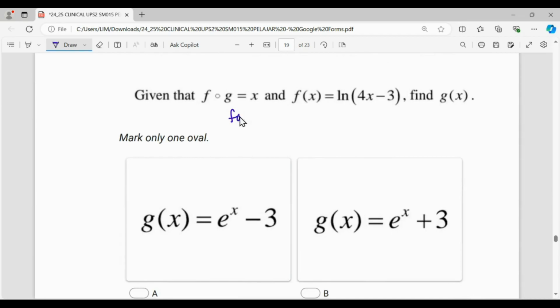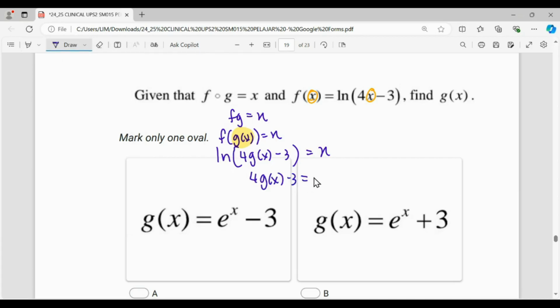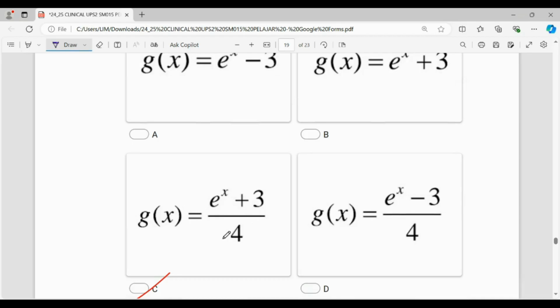Given that fg equals x, and function f(x) is this, find g(x). So we substitute g(x) into f(x). So 4g(x) minus 3, in the place of x here, the bracket is substituted by our g(x). Therefore, when we simplify, we unlock, the base e goes opposite, then x becomes the power. Then move the 3, it becomes e^x plus 3, and you move the 4, you get (e^x plus 3) all divided by 4. So here we have this option.